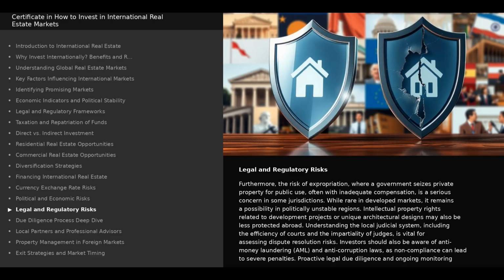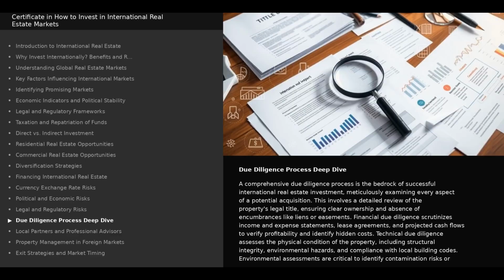Understanding the local judicial system, including the efficiency of courts and the impartiality of judges, is vital for assessing dispute resolution risks. Investors should also be aware of anti-money laundering (AML) and anti-corruption laws, as non-compliance can lead to severe penalties. Proactive legal due diligence and ongoing monitoring are critical for mitigating these multifaceted legal and regulatory risks. This vigilance protects assets.